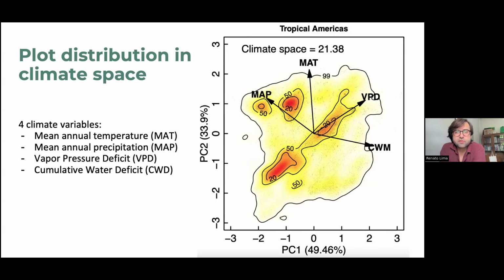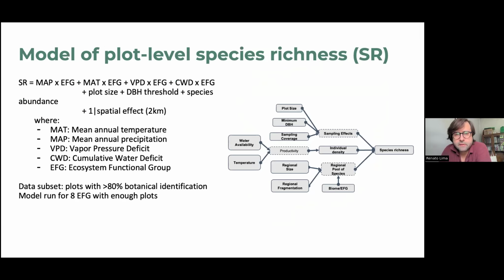the climate space for tropical America. We have here mostly four climate variables, which are annual temperature, annual precipitation, vapor pressure deficit, and water deficit, which gives us a bit of information on rainfall seasonality. So we have temperature, precipitation, and seasonality there. And this is an image of how our plots are distributed in this climate space. Next one, please, Jerome. This is the model we are applying.